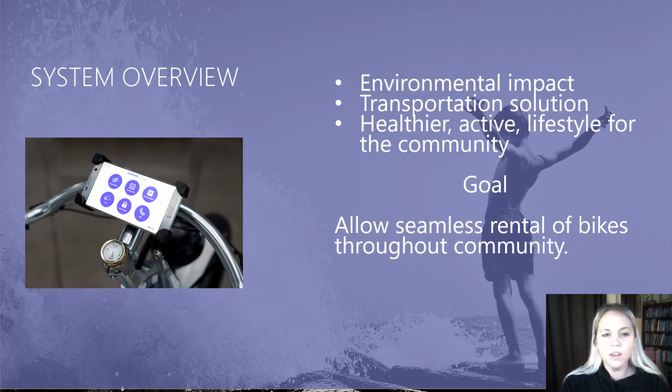So the overview and purpose of the bike system is, really, bike systems have an environmental impact. They offer a transportation solution, decreasing the amount of traffic and cars on roads. And then for the community, it also offers a healthier, active lifestyle. The goal at the end of the day is to allow for seamless rentals of the bikes throughout the community.